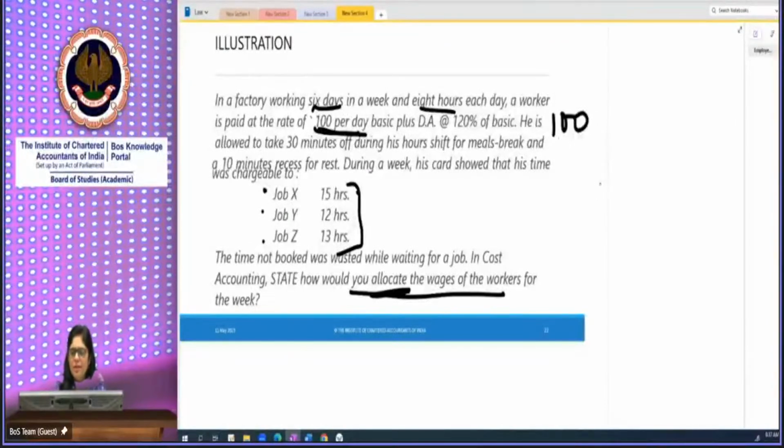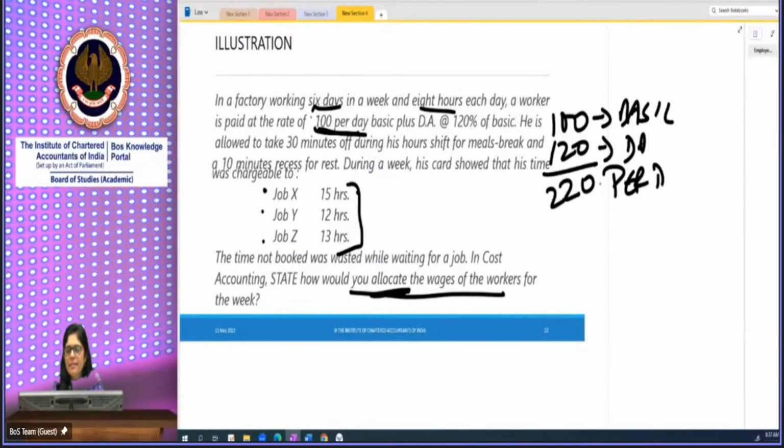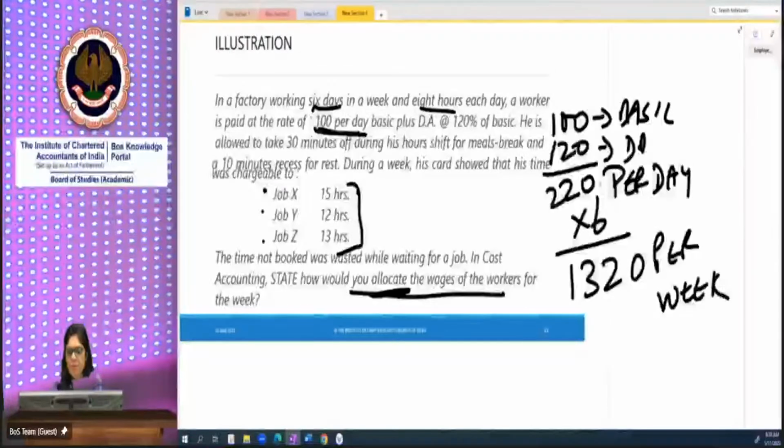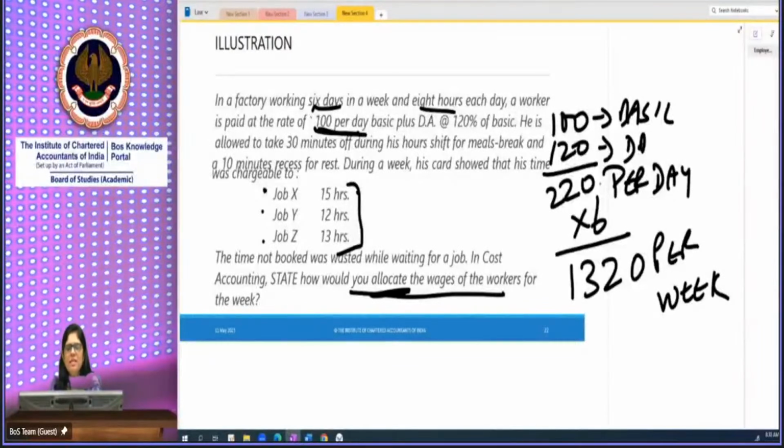Okay, so 100 is your basic. Then 120% of basic is the DA. That means per day it is 220. It's per day. Per day it's 220 into 6, so 1320 per week. So 220 is per day and we have 6 days in a week. So it's 1320 per week that we have to pay.